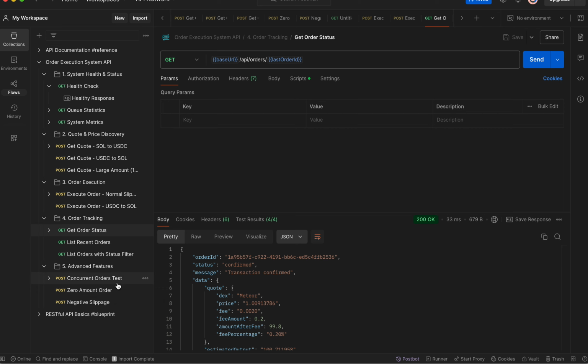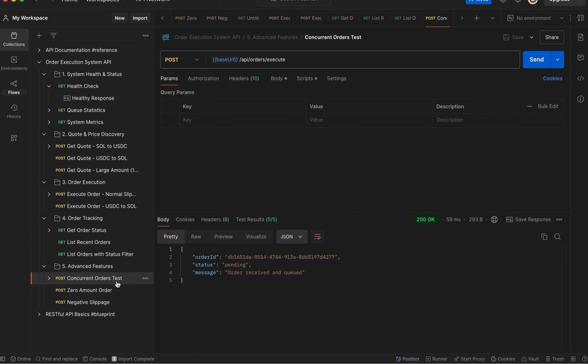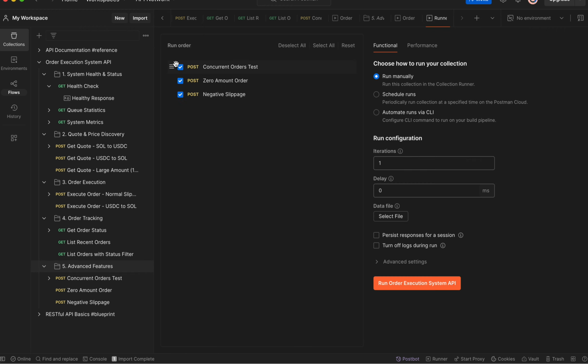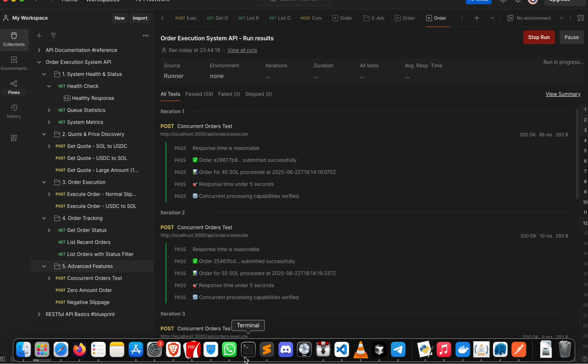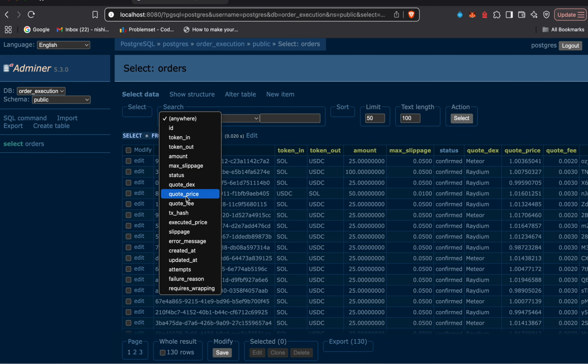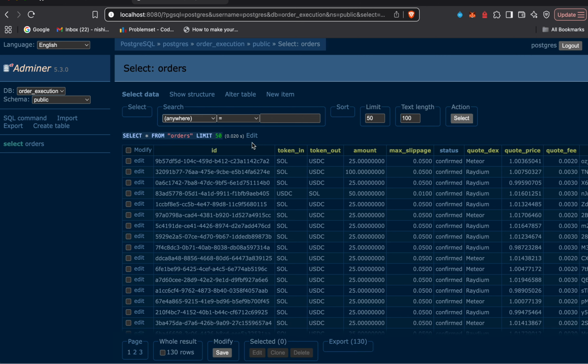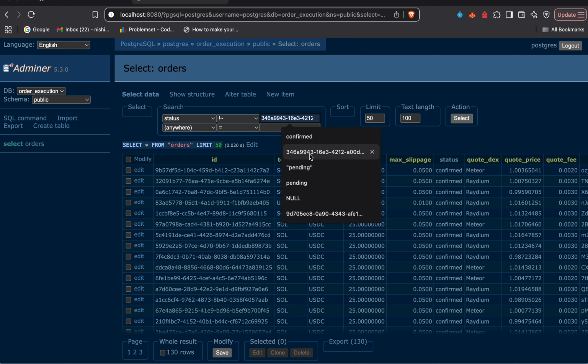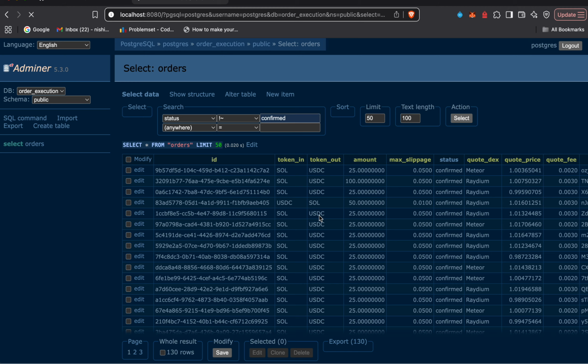Then these are for recent orders. One functionality is the concurrent orders test. For this, I'll send a lot of concurrent transactions. Let's say 25 transactions at once. As these get processed, I will set a search here.